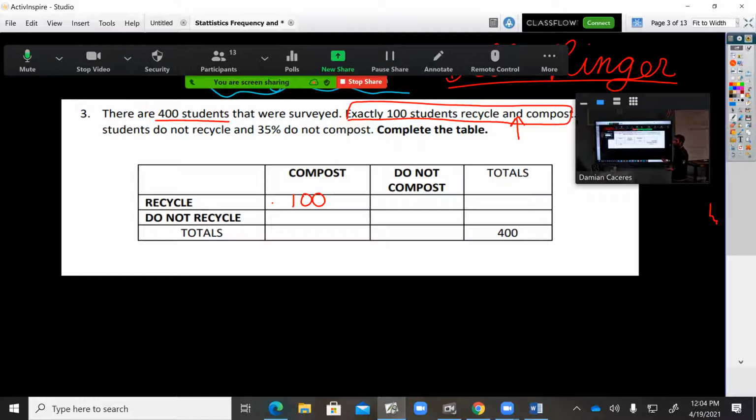If it would have said or, that's very different. Or involves two different categories and the totals of both. So whenever it says or, your answer is going to be a lot bigger.